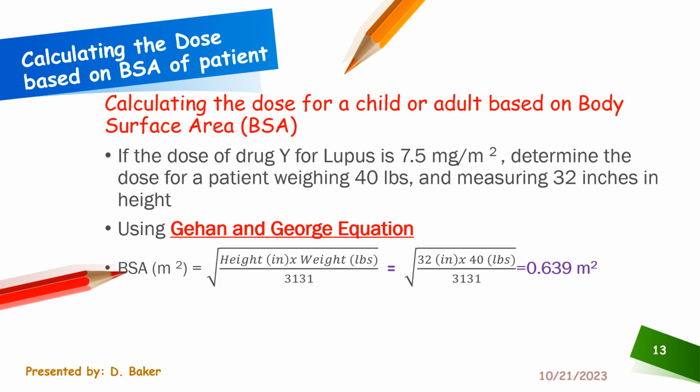Now, in terms of the individual dose that you will get, when you multiply that 7.5 milligrams per meter square times 0.639 meters square, you'd get 4.795. Round that up to two significant figures, and of course, you'd get 4.8 milligrams per dose.